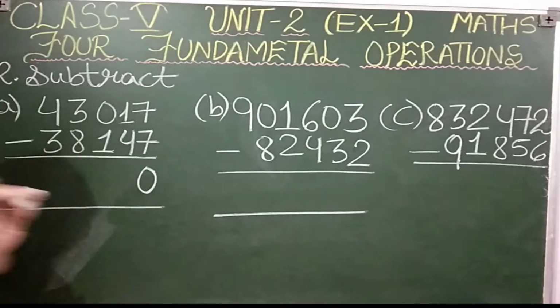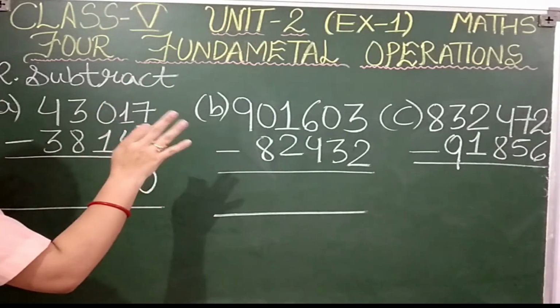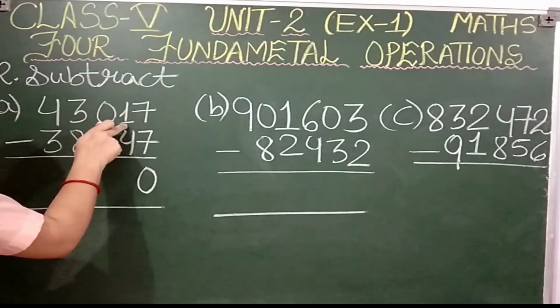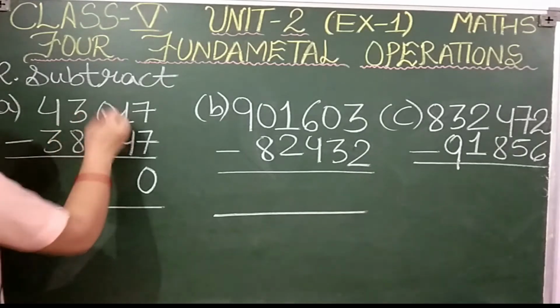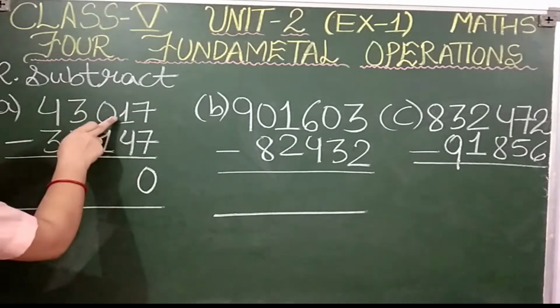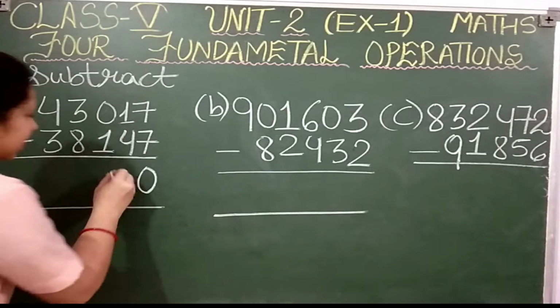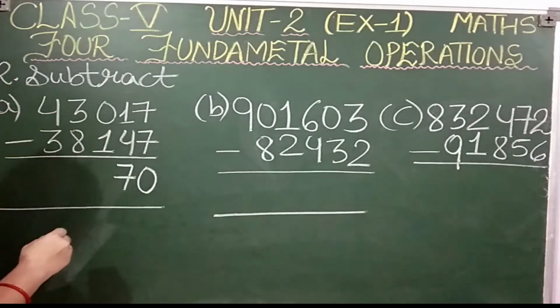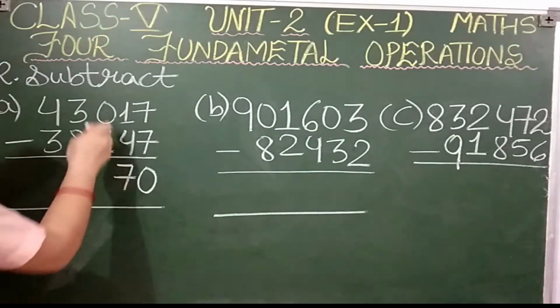Again you have to keep it in mind. I am not showing here the borrow number. You have to keep it in mind. It will be 11 and here how much will be left? Here it will be 9. 11 minus 4, students, 7, 8, 9, 10, 11. 7 will be left. Then here 9.